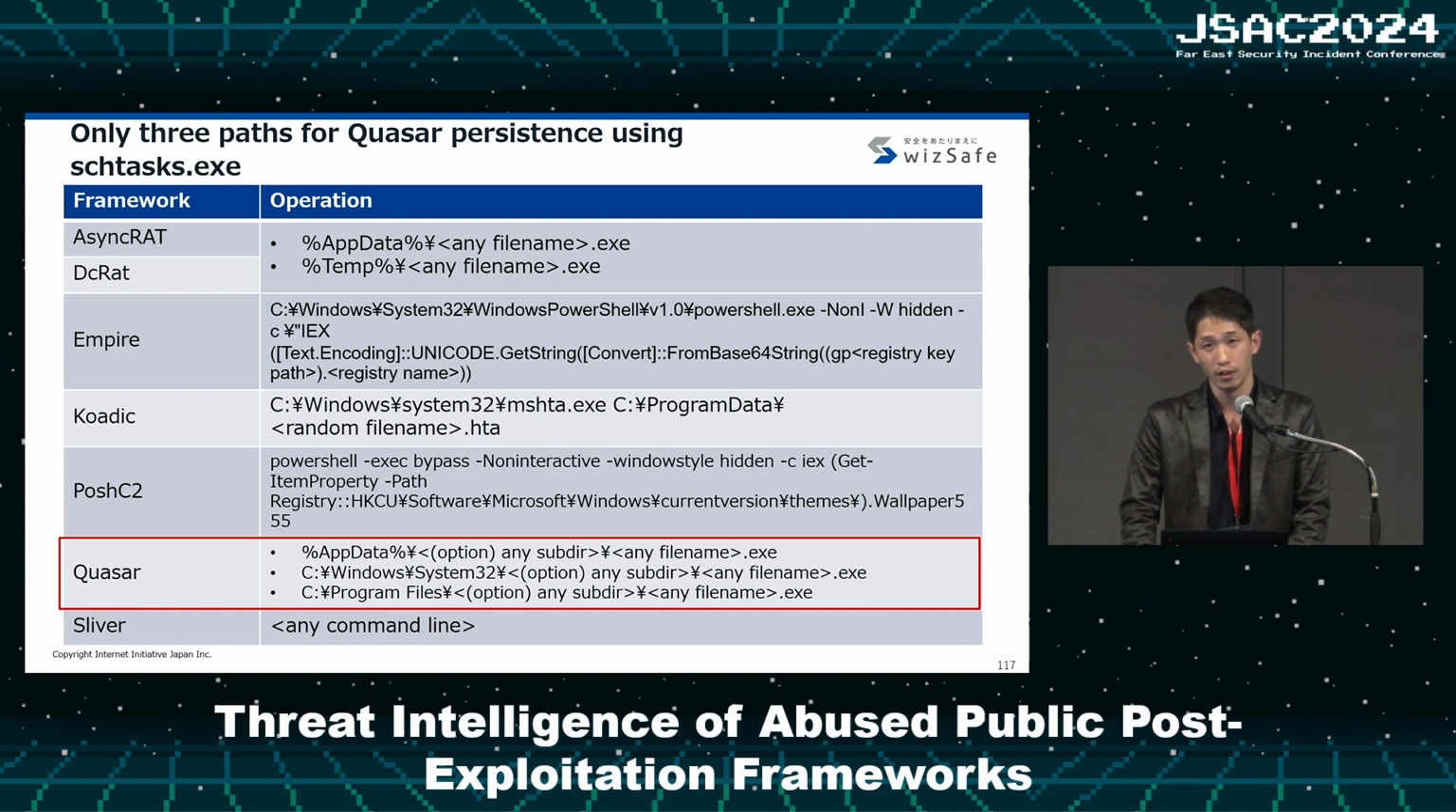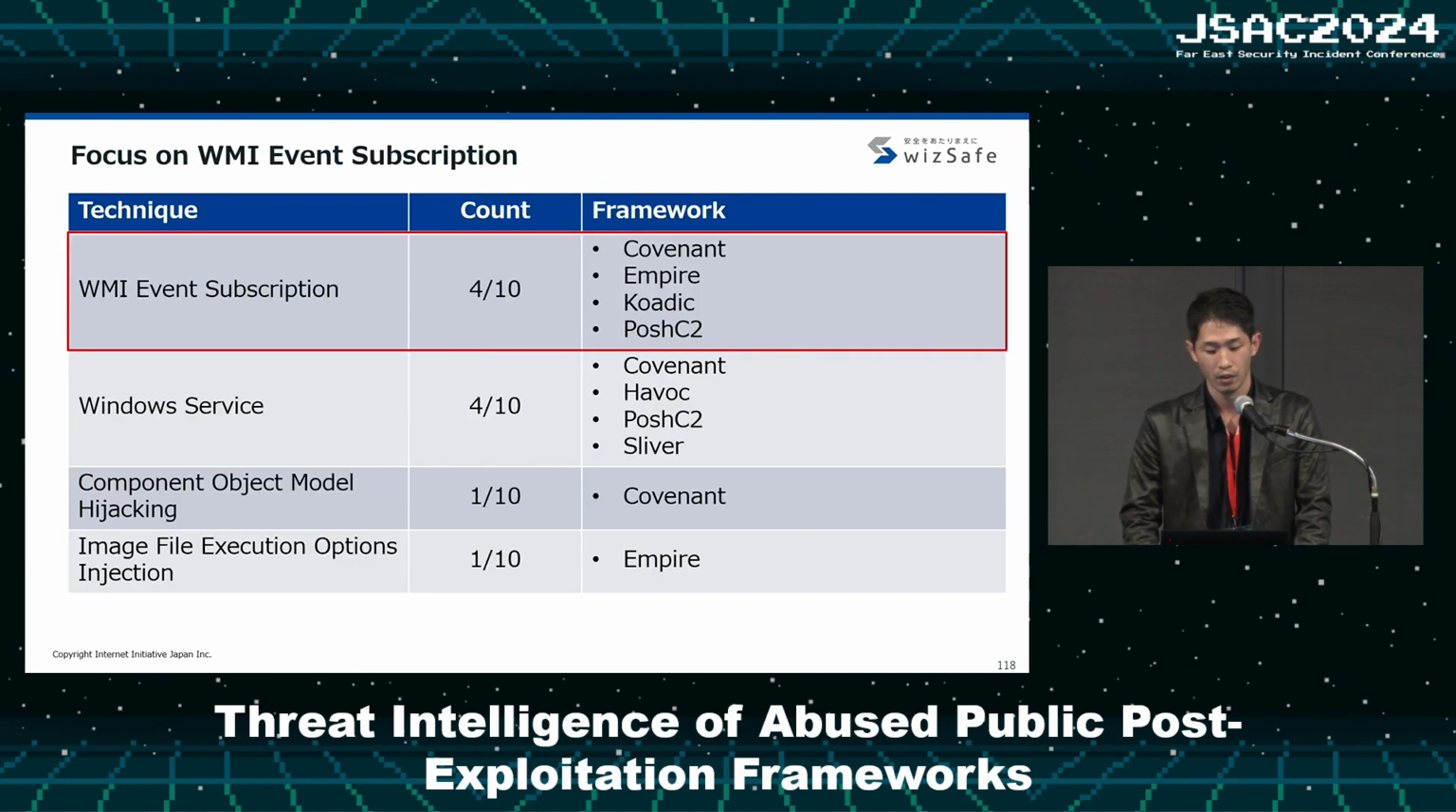And the rest is about Cobalt Strike. When it comes to Cobalt Strike and the command line, any path can be set up. But in the scheduled task, in this case, it uses AppData, where the system started, or Program Files, or the directories are limited for the directory path.